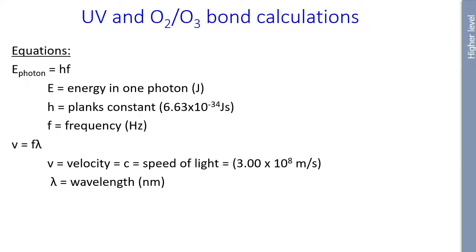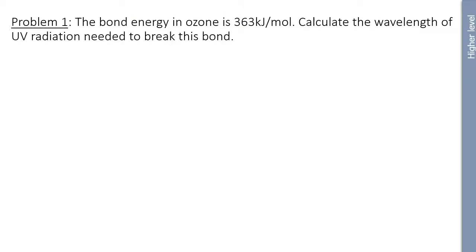So the equations, going back to the start of the year, of course, are the following to work out ultraviolet and oxygen ozone bond calculations. So I will leave them up there for a while for you to look at and remember, because we're now going to apply them in the next. So the bond energy of ozone is 363 kilojoules per mole. So calculate the wavelength of UV radiation needed to break this bond. So pause the video now and see what answers you can get.